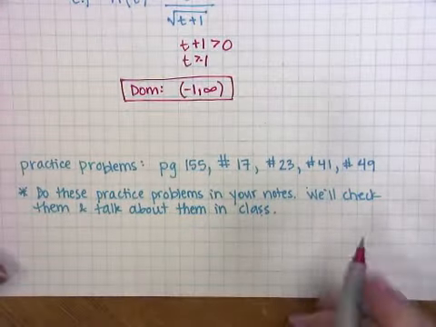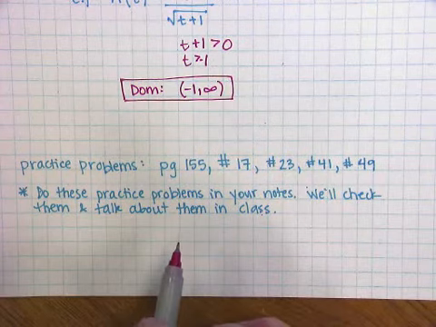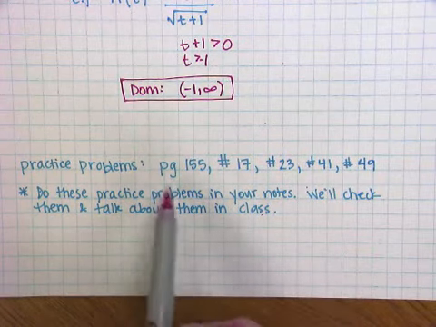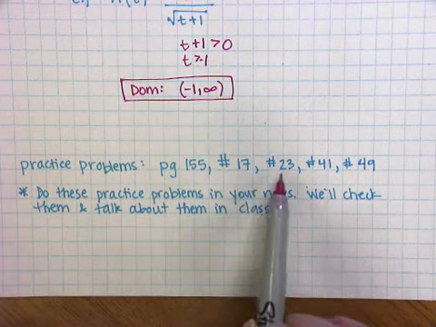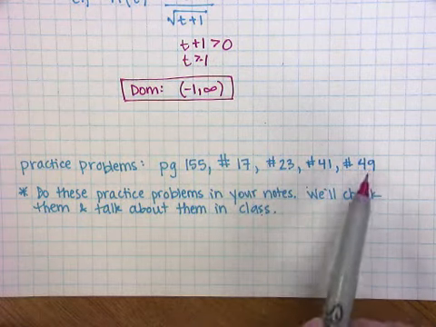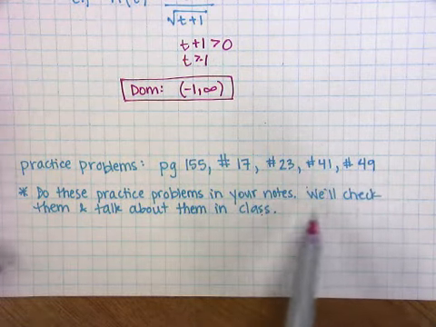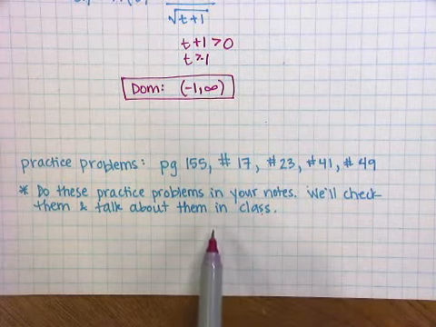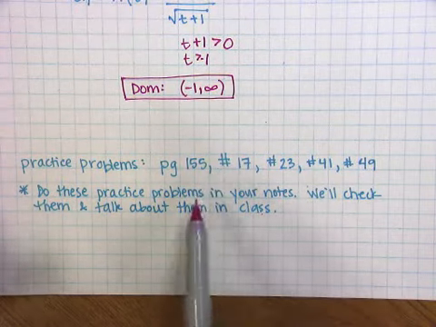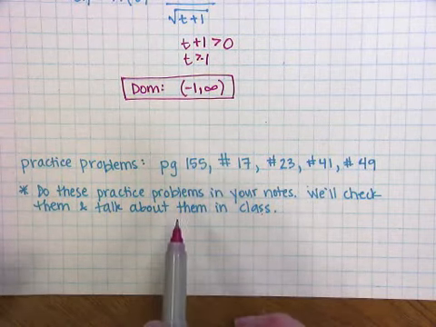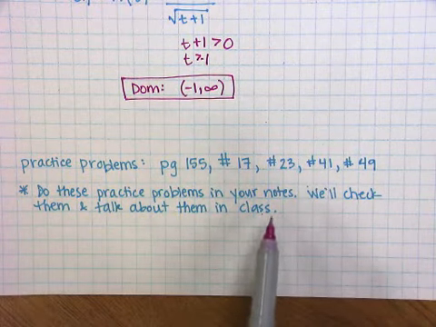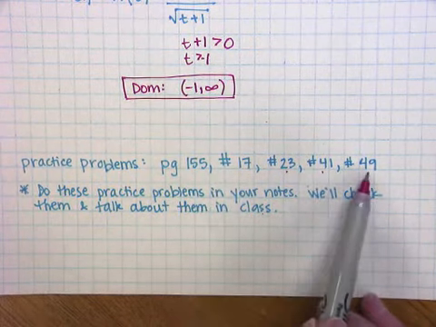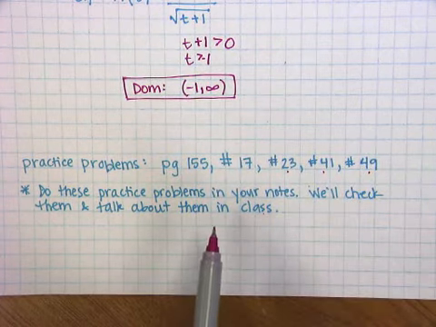Alright guys, your practice problems for tonight are out of the textbook, so you're going to have to crack your textbook open. It's on page 155, and I'd like for you guys to do 17, 23, 41, and 49. These practice problems, I'd like for you to do them in your notes, so just directly following the notes that you just wrote down, use the same sheet of paper. And we're going to check these and talk about them in class. Now, if you want to really get ahead of the game, they're all odds, so you can check the answers in the back of the book.